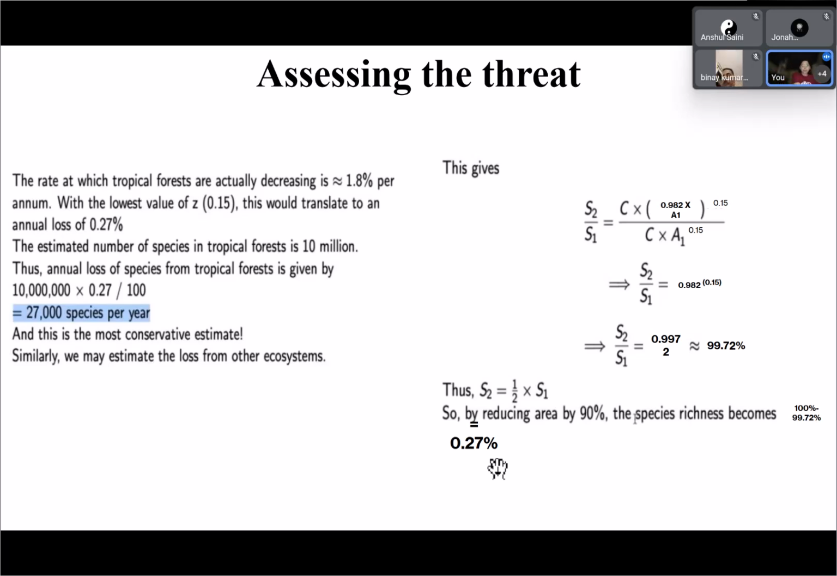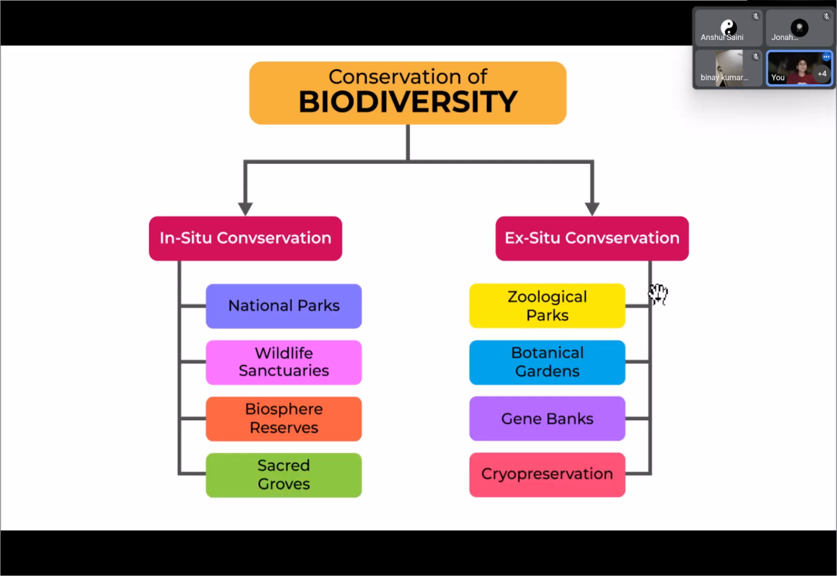Consider the type of land that you're looking into. A 0.27% loss might not look very difficult, or it's okay, but when you consider it to be part of the tropical rainforest, which is very speciose, 0.27% means 27,000 species lost. That becomes very, very important. So we discussed how we look into the threat and how we assess whether it is a threat or not. And then these are the different conservation methods that I just discussed.